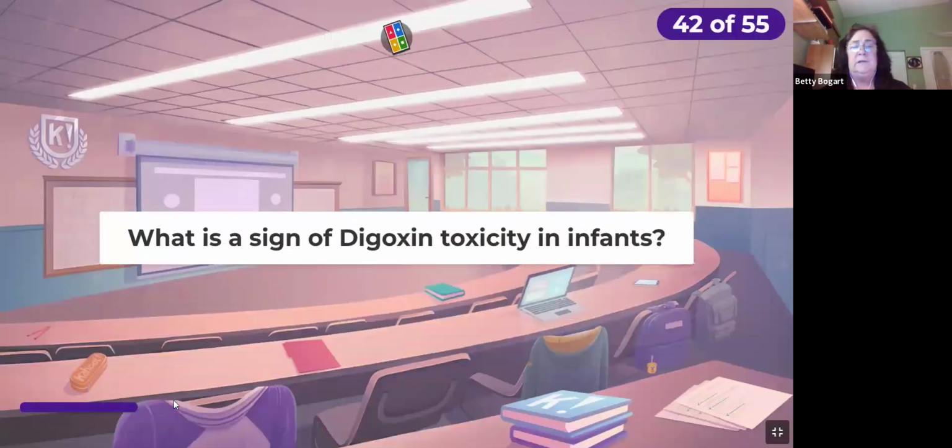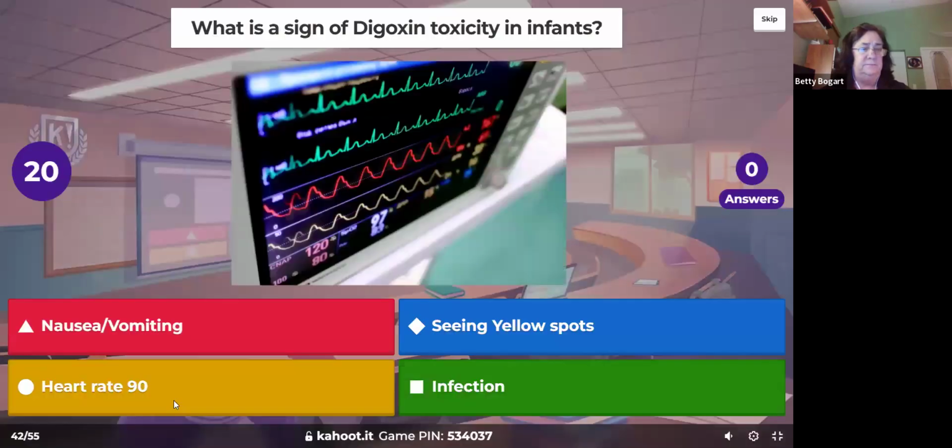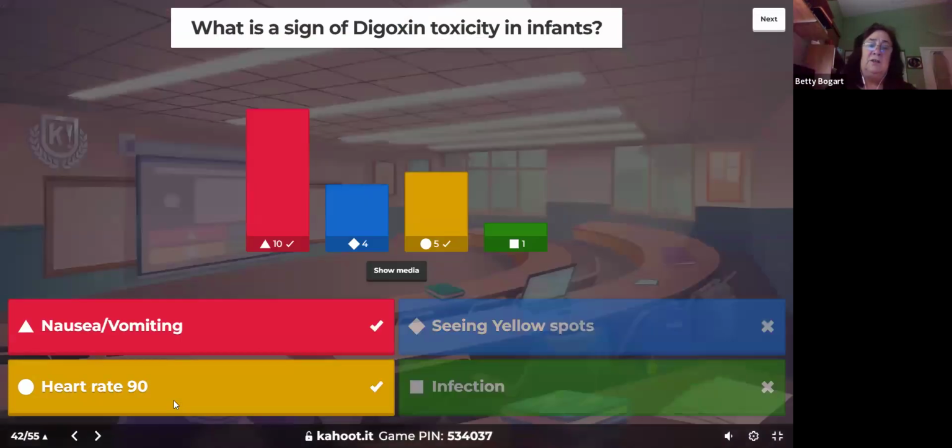A multi. What is a sign of digoxin toxicity in infants? Nausea, vomiting, or retching type thing, and a heart rate that is low. Who's saying seeing yellow spots in an infant? They can't tell you they're seeing yellow spots. It's usually in the adults.